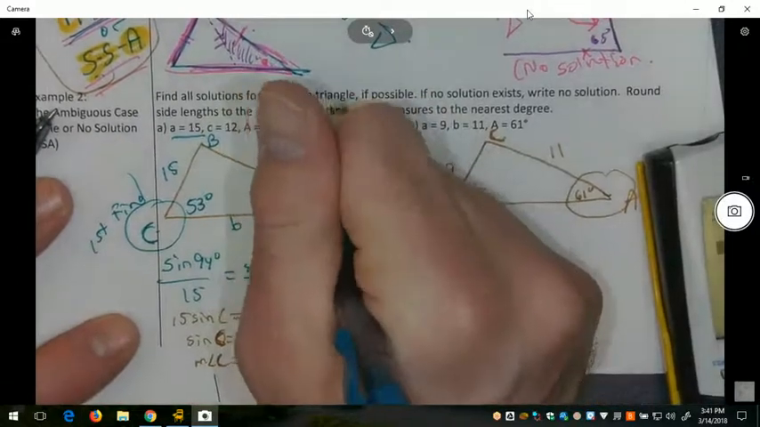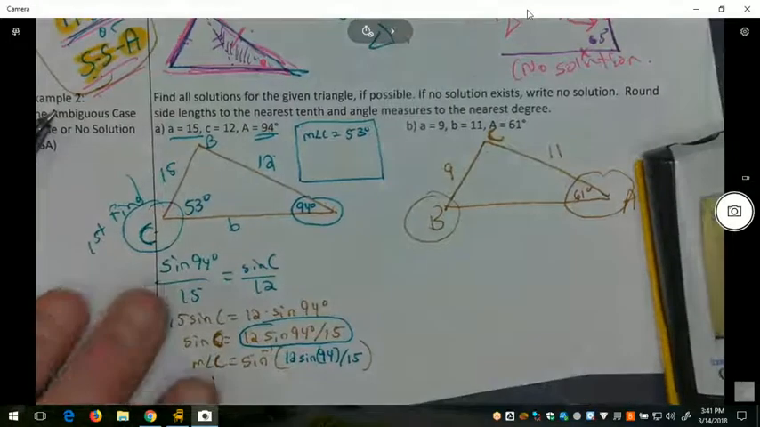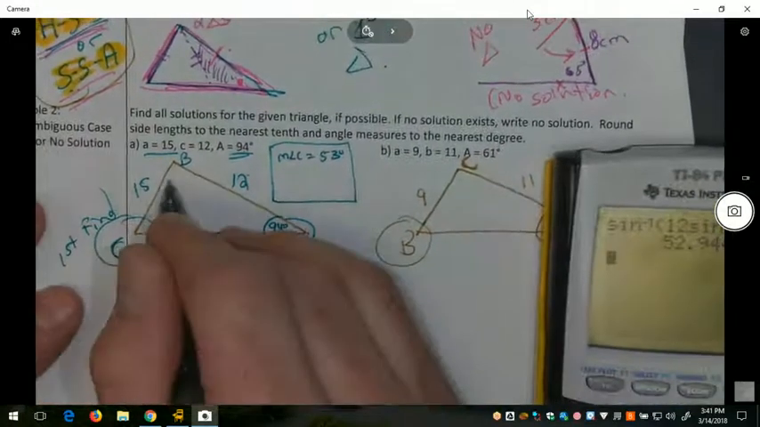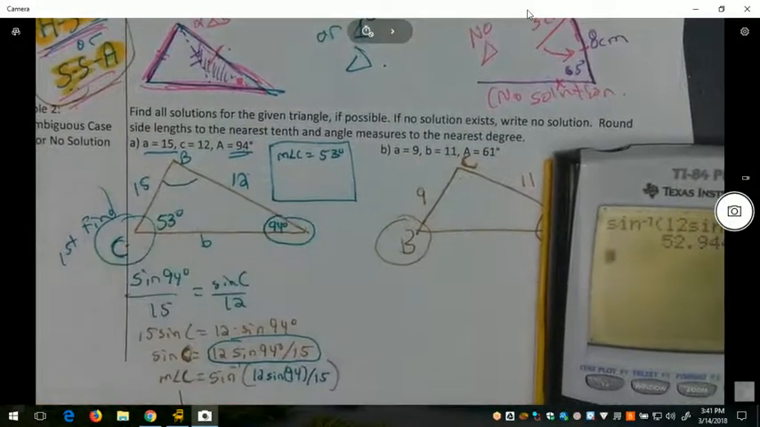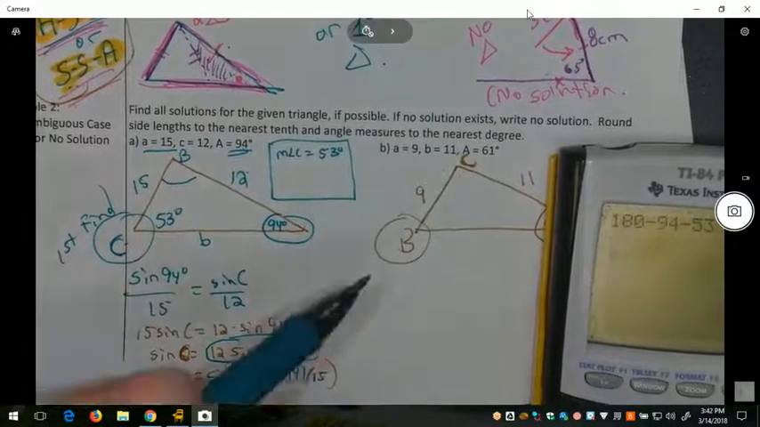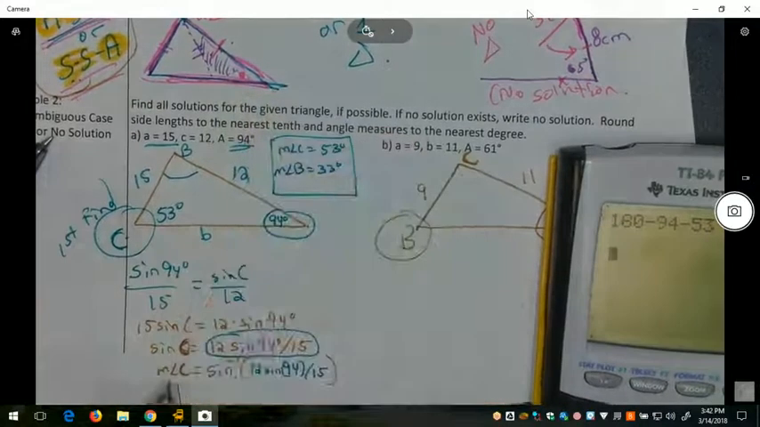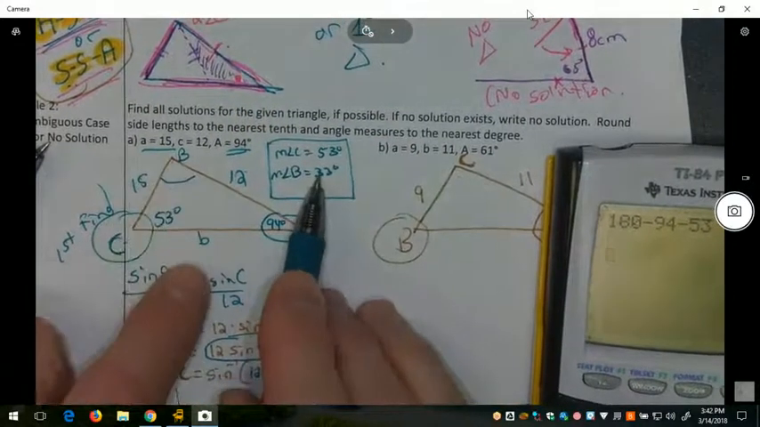I'm going to keep a tab of my answer up here. The measure of angle C is 53 degrees. All right, if that's the case, then this angle up here, 180 minus 94 minus 53, is 33 degrees. And using that 33 degrees, I can find side B.